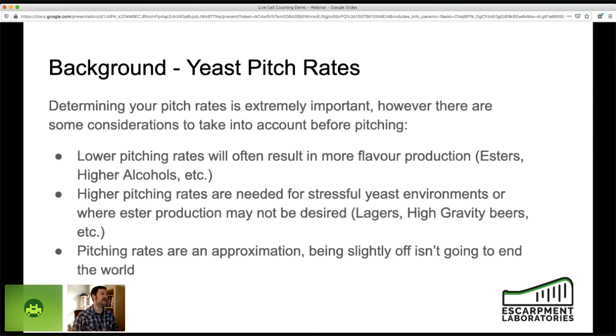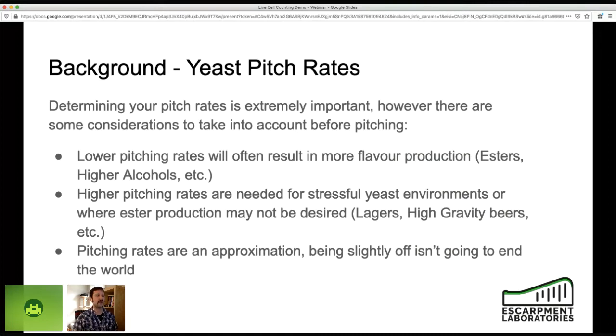So yeast pitching rates. Determining your pitching rate is extremely important. However, there are some considerations to take into account before pitching. Lower pitching rates will often result in more flavor production, so esters, higher alcohols, and so on. Higher pitching rates are needed for more stressful environments or where ester production may not be required. So some examples of that are lagers and high gravity beers, etc.